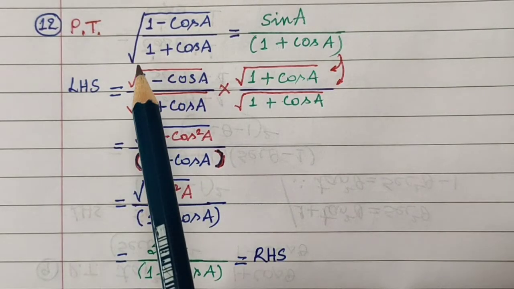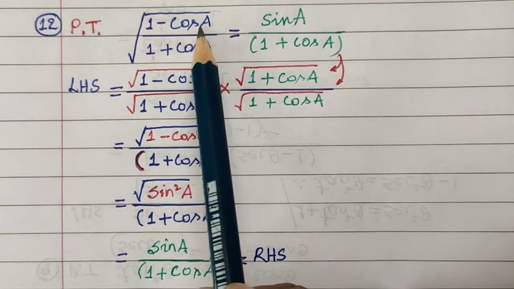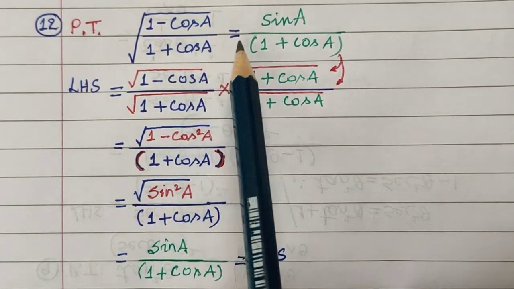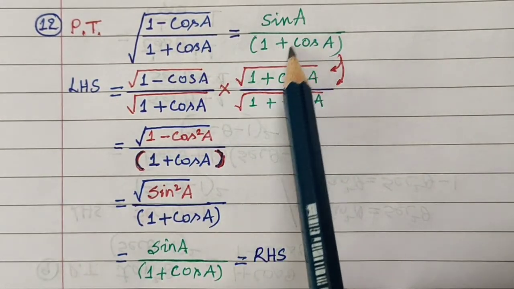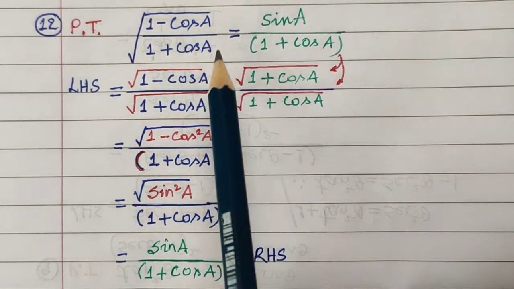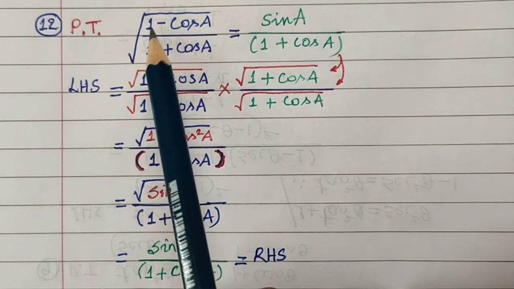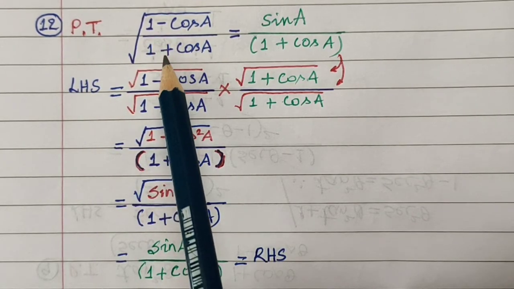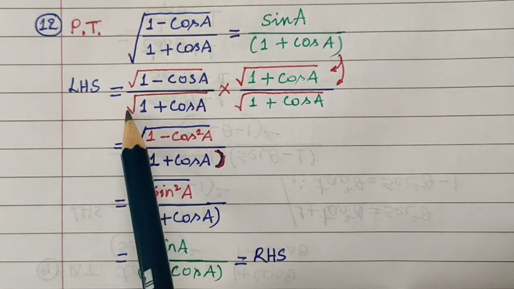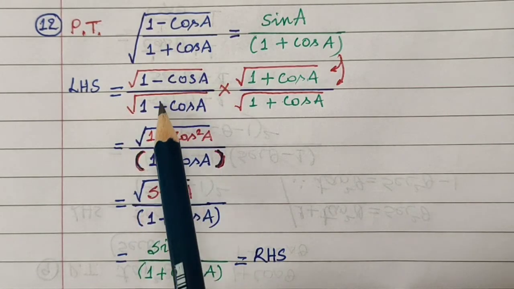Prove that square root of 1 minus cos A divided by 1 plus cos A is equal to sin A divided by 1 plus cos A. See here, on the LHS, take the root for both numerator and denominator. We are splitting the square root, taking the root of the numerator and the denominator separately.